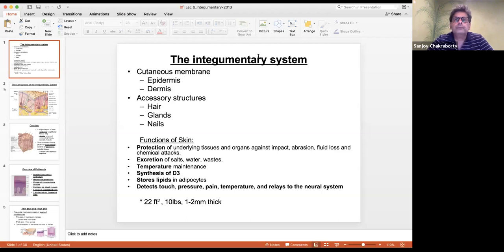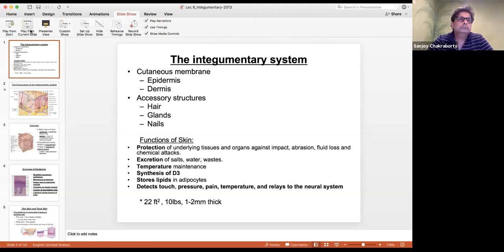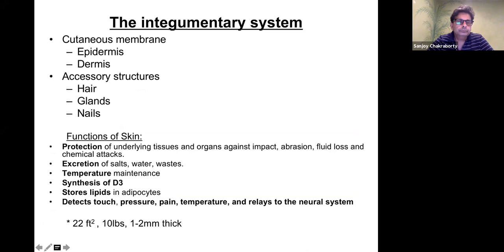So this lecture video is going to be on the integumentary system. Okay, so that's the first organ system that you're going to learn. So let me get the PowerPoint slide for it. Okay, the integumentary system, integument means the skin, the covering.